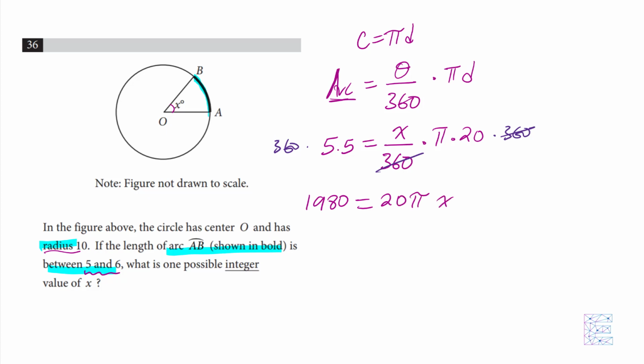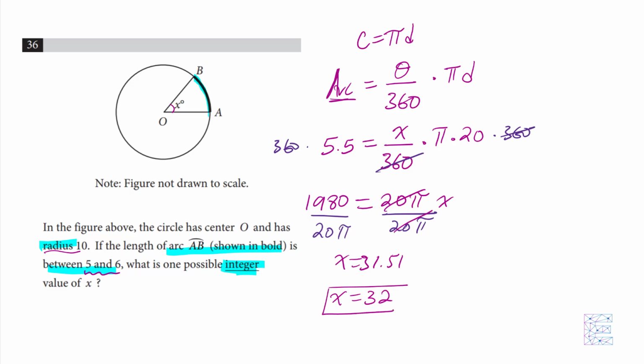So to get x by itself, we're going to divide both sides by 20 pi. That's going to isolate x. And when you do this, those 20 pi's cancel, and you'll find that x equals 31.51, so on and so forth. But the question was asking, what is one possible integer value of x? That means we have to have a whole number. Integers are whole numbers, they don't have decimals. So we can round this, 31.5 rounds to 32.